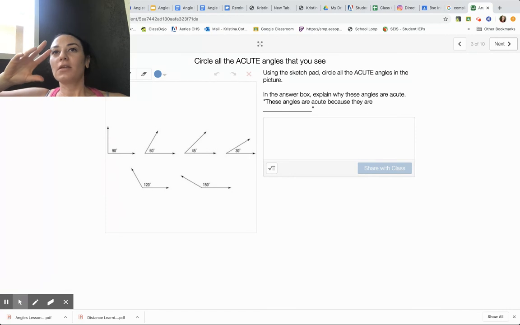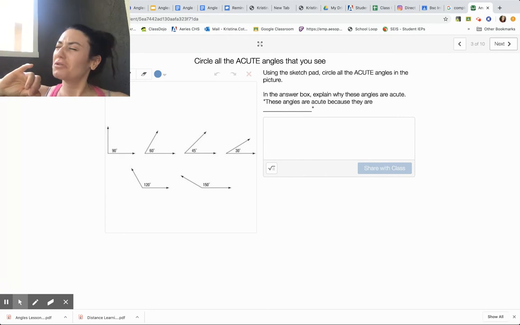Just like something that is cute is small. Like, oh, the baby is so cute. Oh, the puppy is so cute. It's because they're babies, right? Then they grow up and sometimes they're not so cute. That was my joke for today.